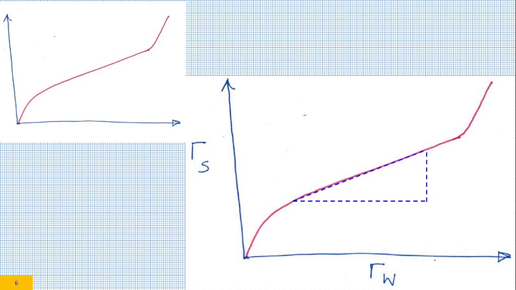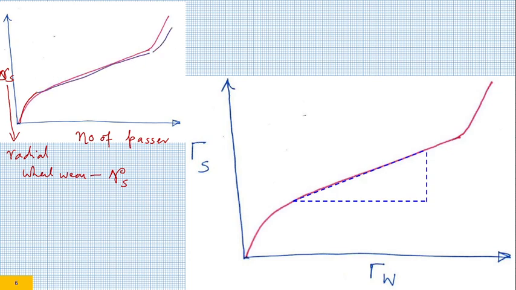These are two graphs. I will first come to the first graph. This is N, or number of passes, and this is delta Rs, that is, radial wheel wear, Rs or delta Rs, whatever you do. So initially your wheel wear will rise very sharply, then it will remain steady, and once again after some time it will go up like this.